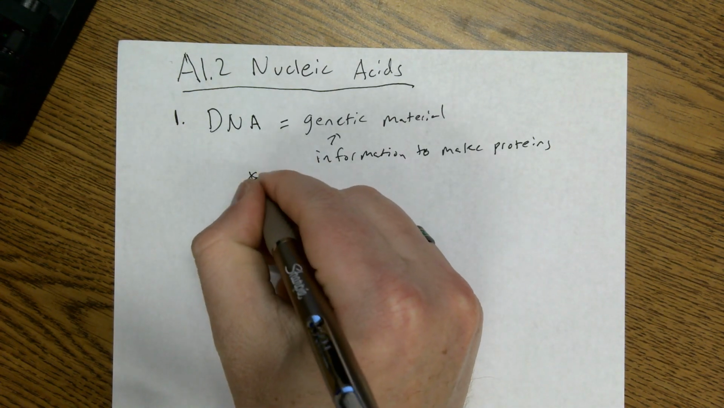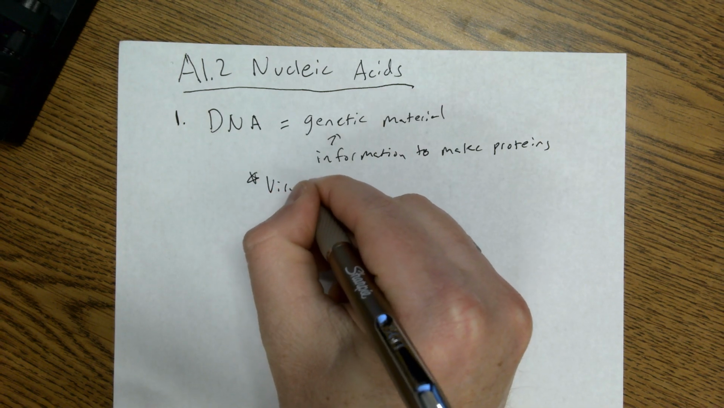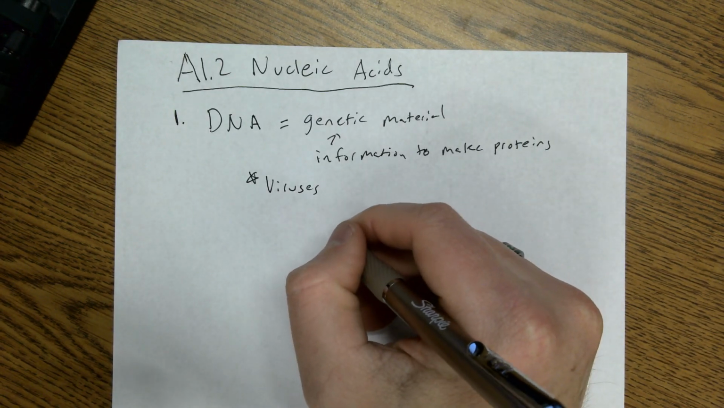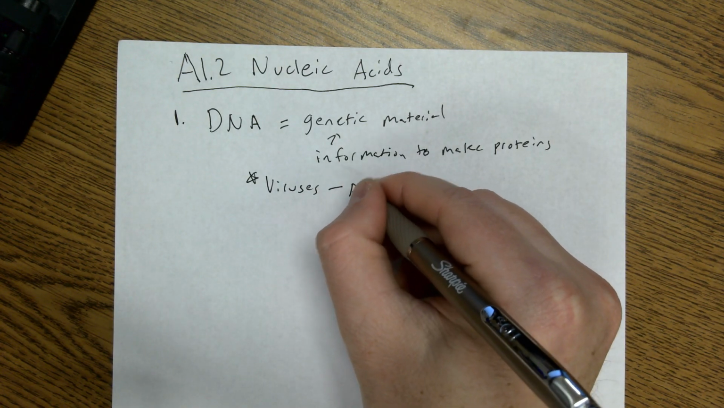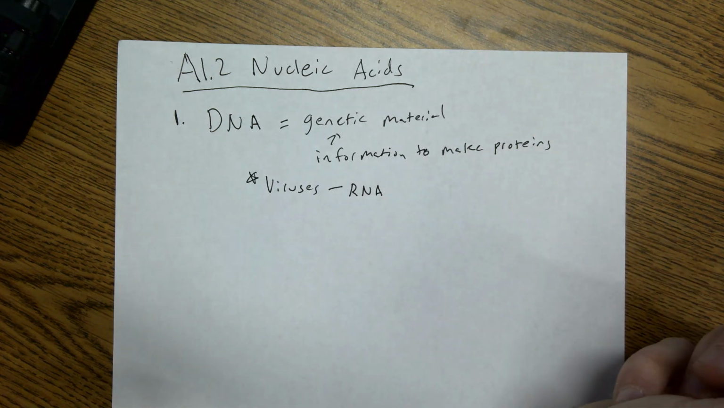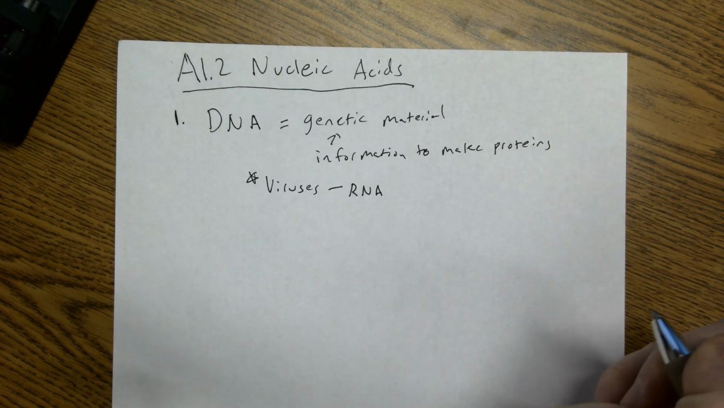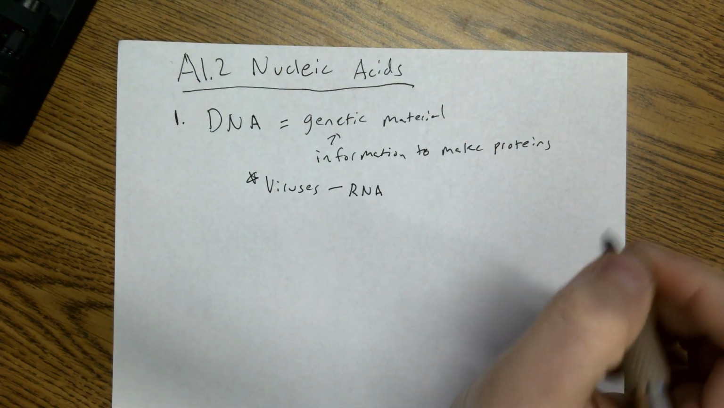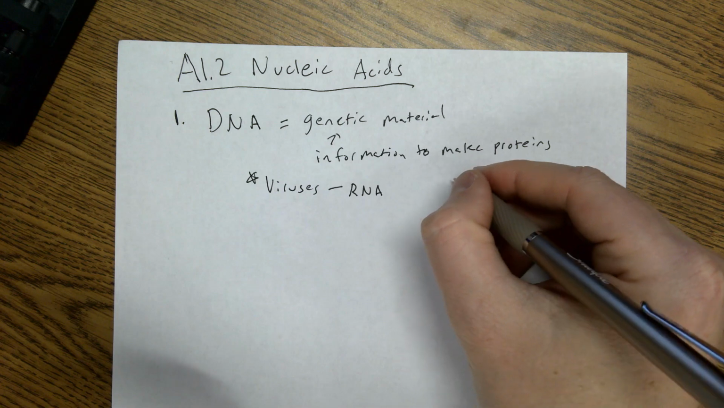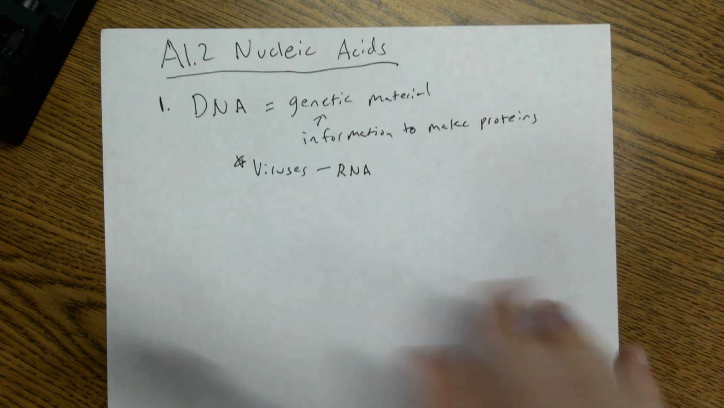Now there are some exceptions in viruses, but as you'll see in the viruses unit, they're not considered to be living. And so some viruses use RNA as their genetic material instead. So there are some viruses that use DNA and some use RNA. But all of our technical living things in the 3 domains of life all use DNA.